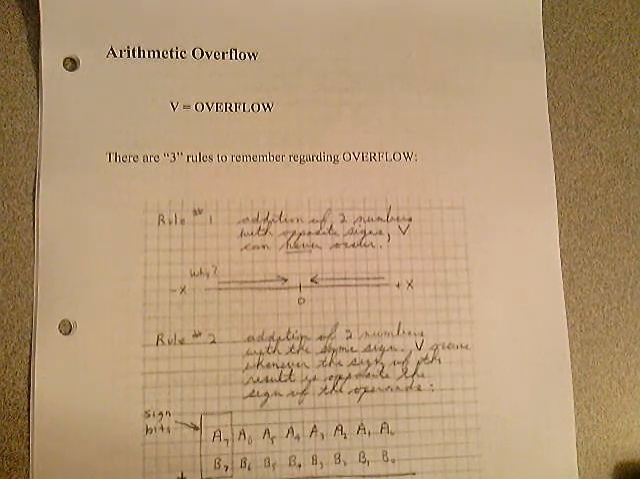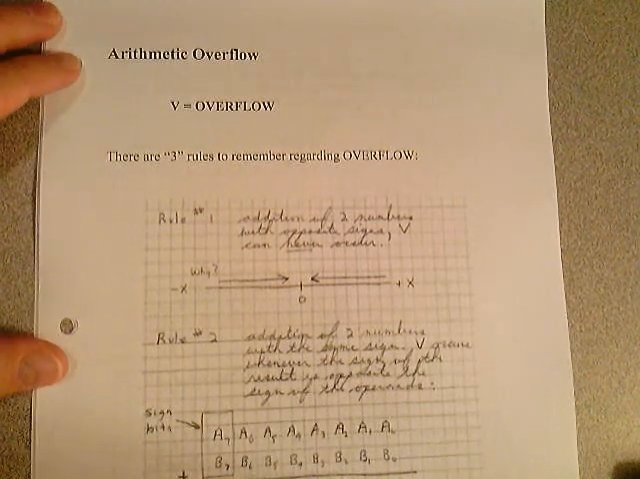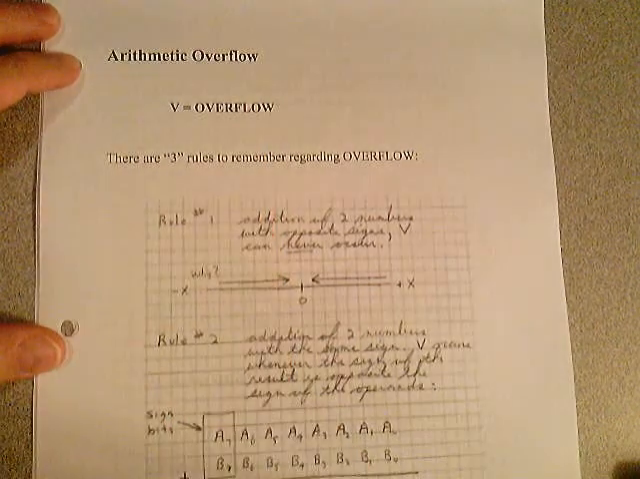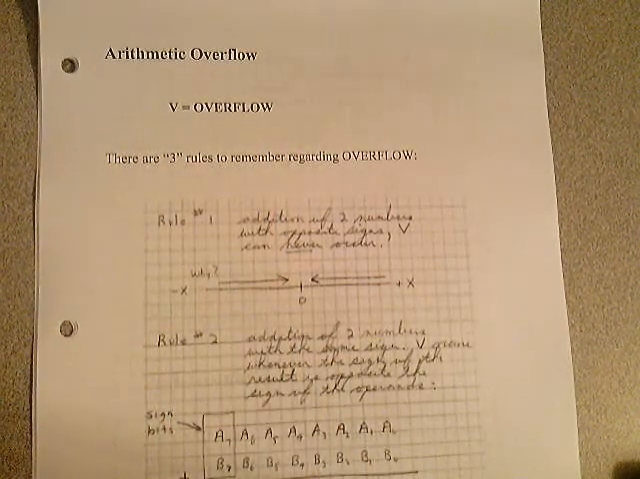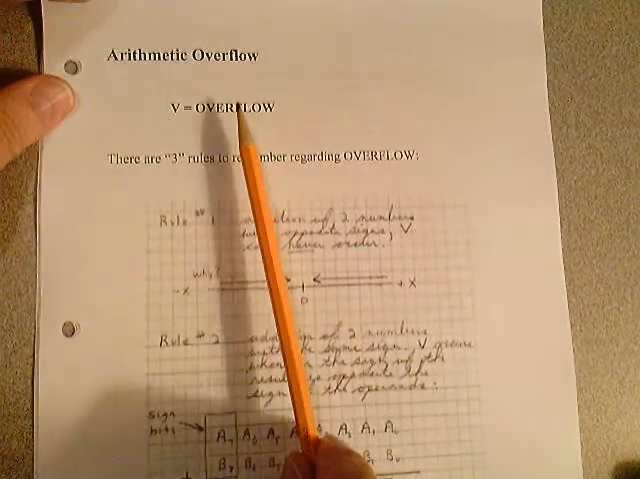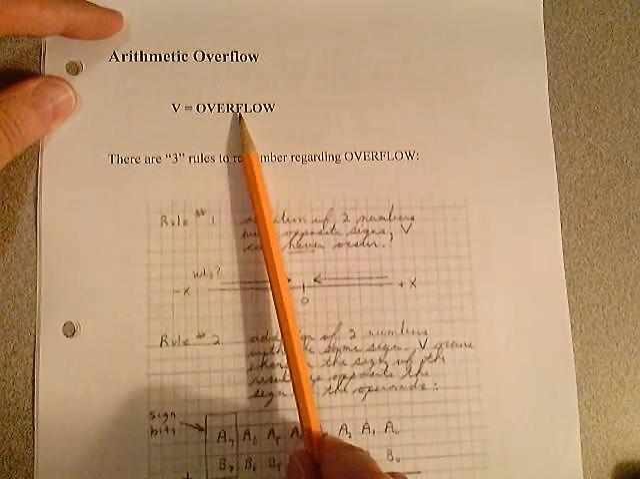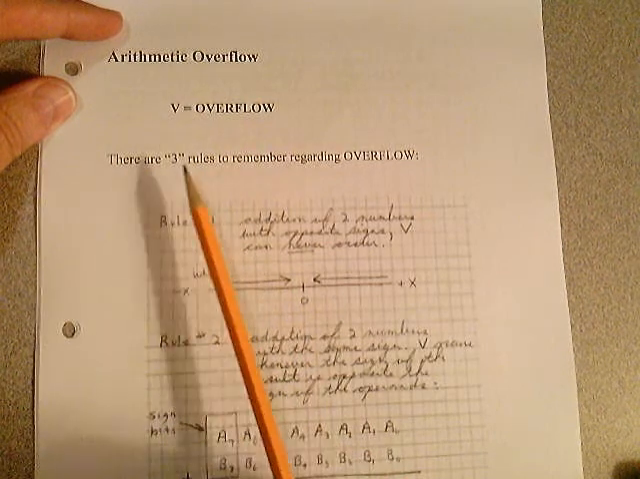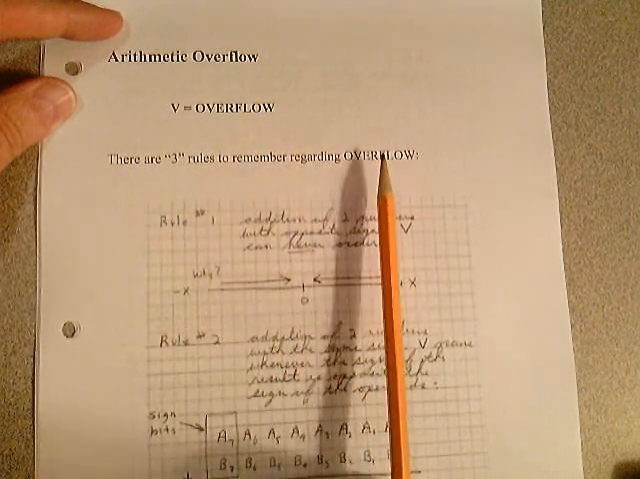We're on page 260, and we're going to talk about something that you're going to run into in the future, and they want us to present it in this digital class. It's referred to as overflow, and its symbol is V. There are 3 rules to remember regarding overflow.